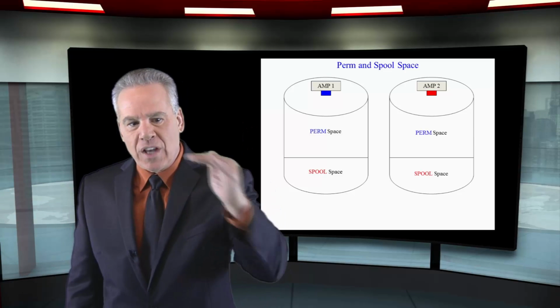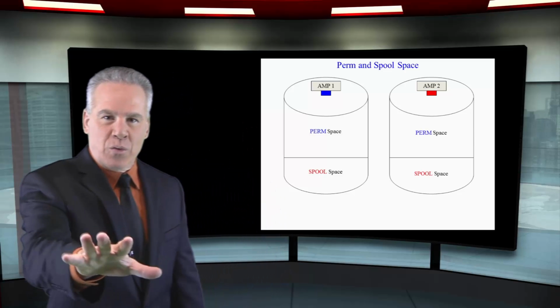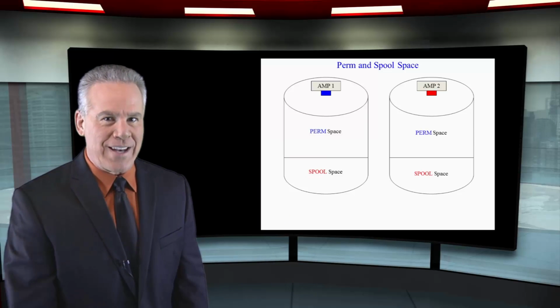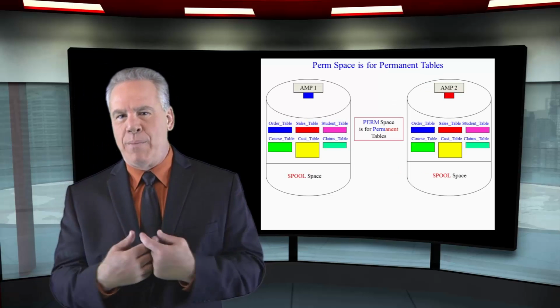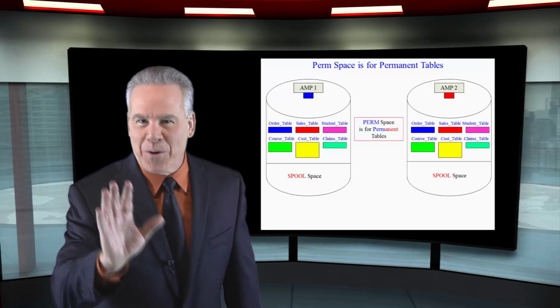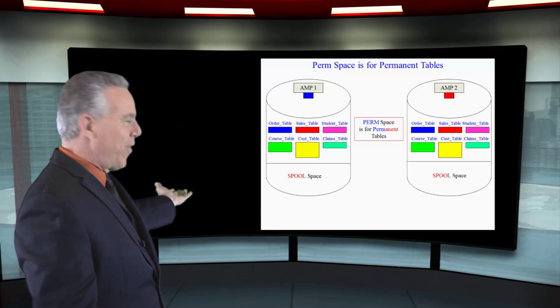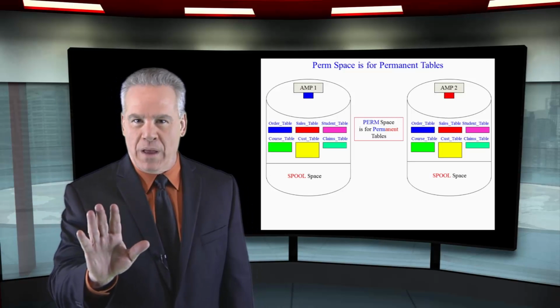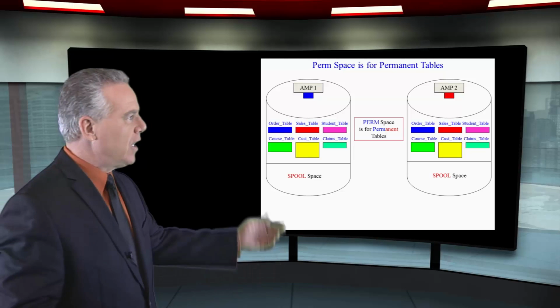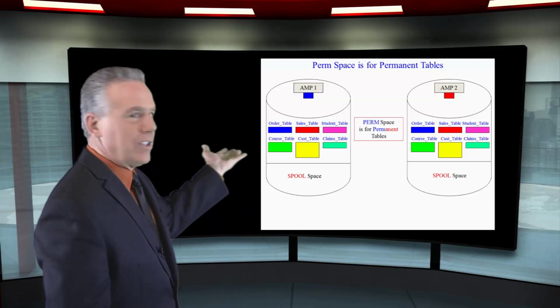Half perm space, half spool space, that's what I want you to begin to picture right now. You will soon learn that you'll probably have about 70% of the disk as perm space and about 30% as spool space, but those numbers vary. Don't worry about that. I want you to just see clearly how perm space works.